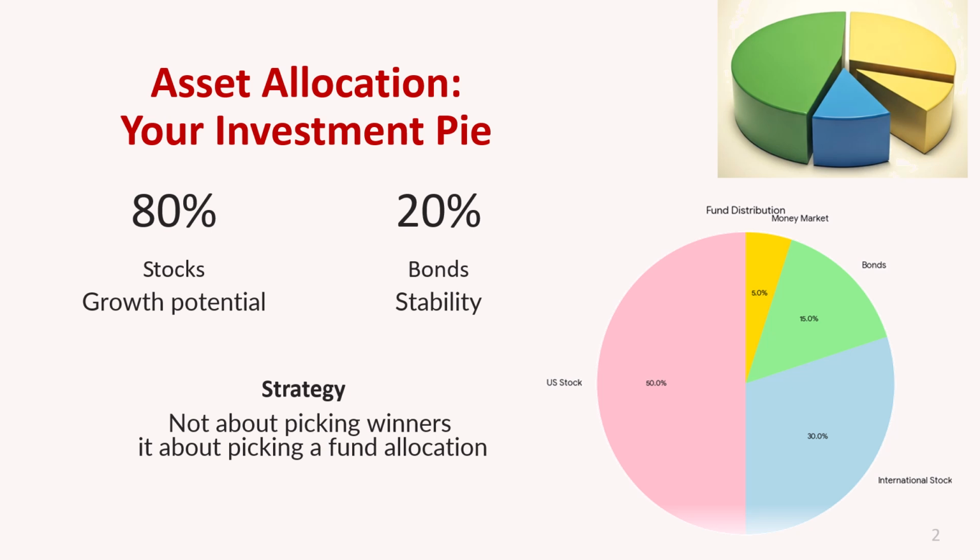The crucial thing to understand here is that it's not about picking individual winners. We're not trying to find the next hot stock. Instead, it's about picking a broad fund allocation, deciding on the percentages for those big categories like all stocks or all bonds or a combination, and also looking for diversified funds. This is a strategic decision that sets the foundation for your portfolio.